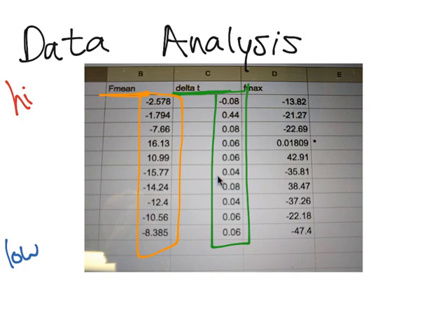Alright, so this is data analysis. So I was thinking originally we do the F mean, but I actually want to look at the F max. So first you should probably look at your data and evaluate it. I'll use orange again.